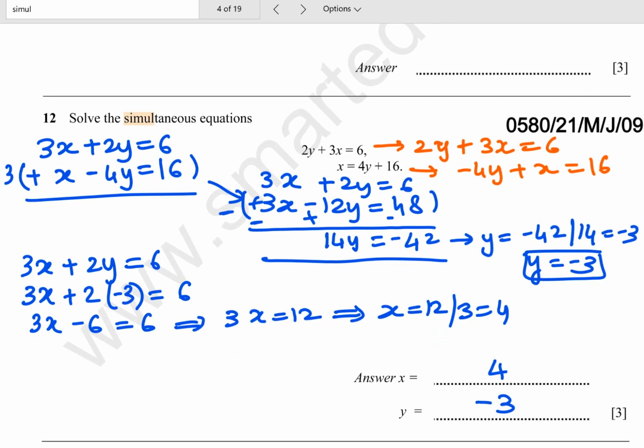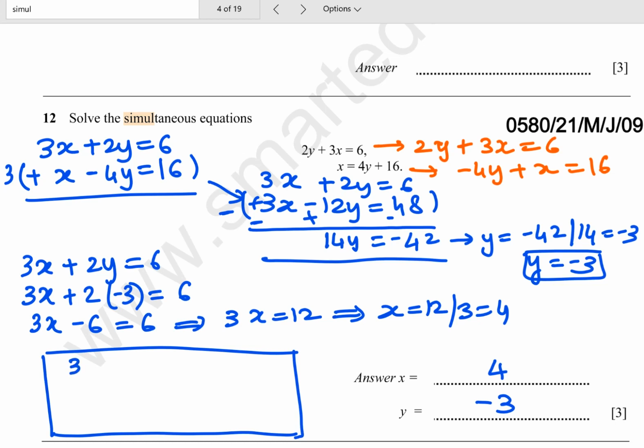Now, never in my videos have I taught you to check whether your answers are right or wrong. I'll teach you now. If you want to know whether your values of x and y are right or not, you just write 3x plus 2y equals 6. Then you substitute the left hand side. When you plug in the values, the left hand side has to be equal to the right hand side.